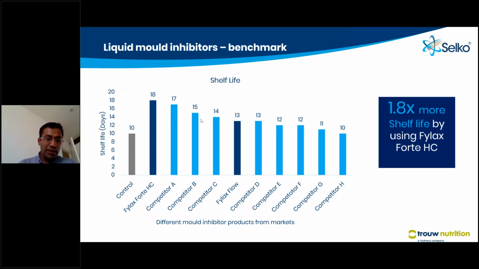Again, we compared this with many products, benchmarked with other liquid mold inhibitors, to know how good our product is. We tested many products at the same inclusion levels. What we see clearly, compared to the control group, which has no anti-mold inhibitors, is that Phylax Fort HC gives 1.8 times more shelf life. You see, compared to other liquid products, it is giving a much better extended shelf life for feed and protection from mold.